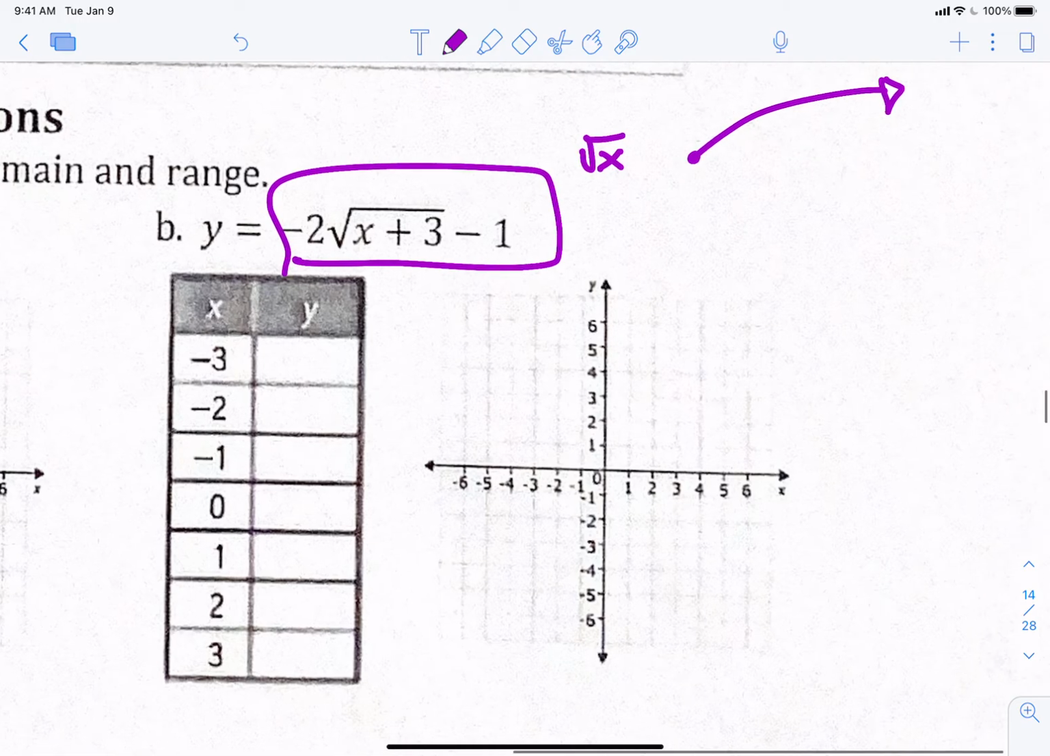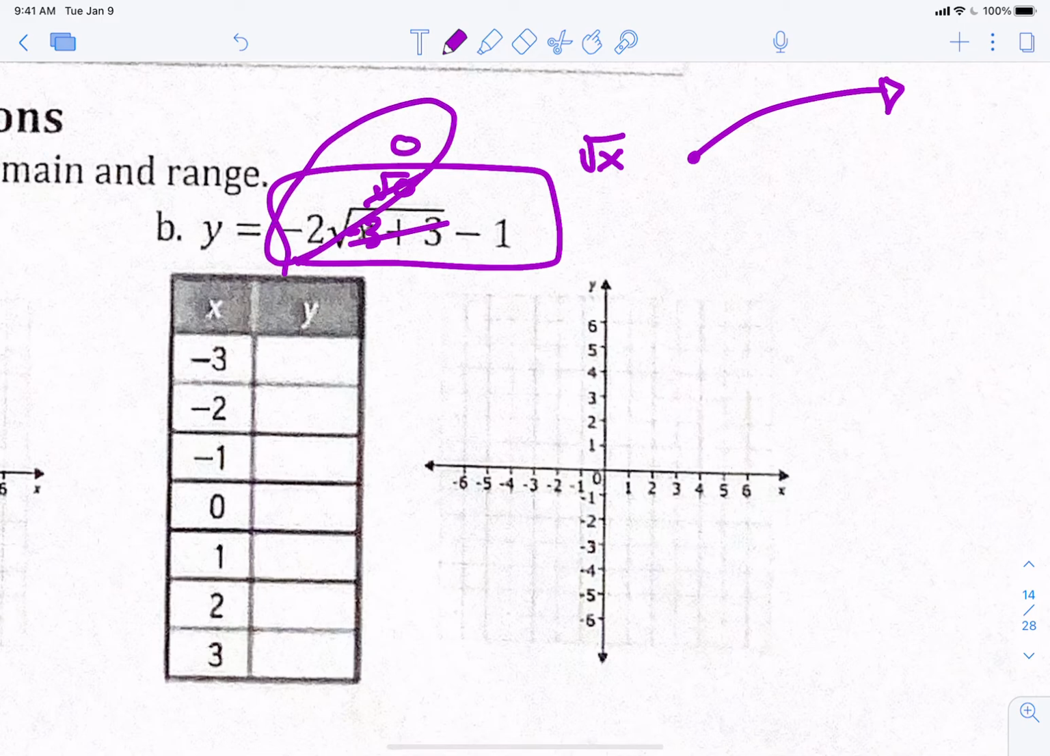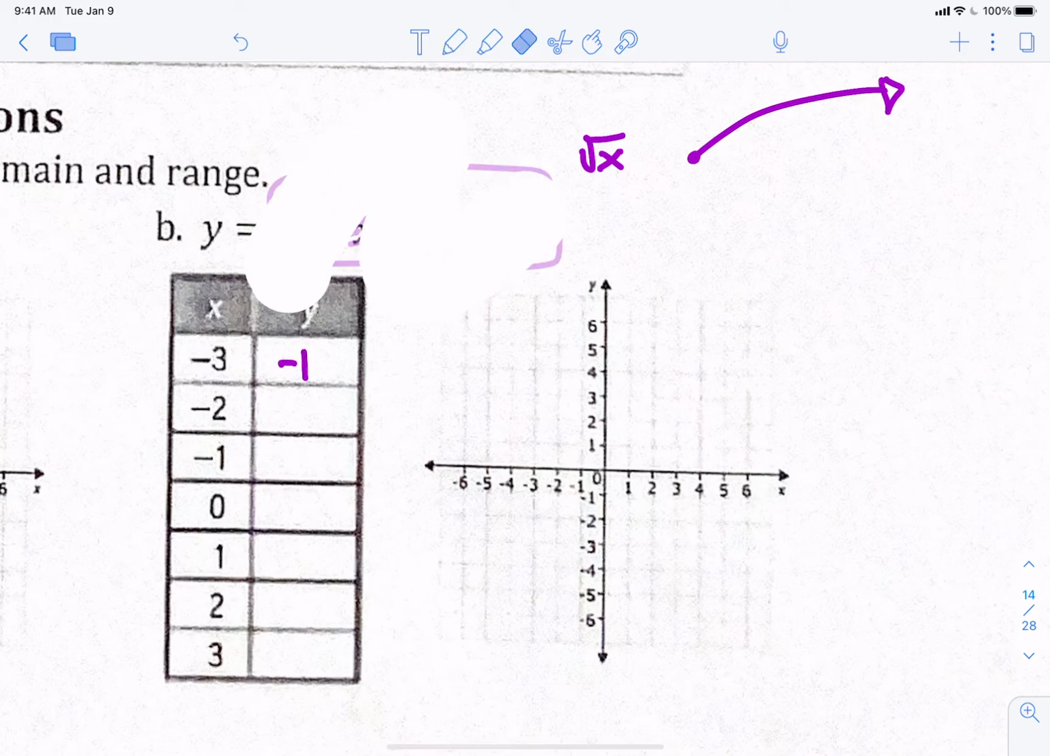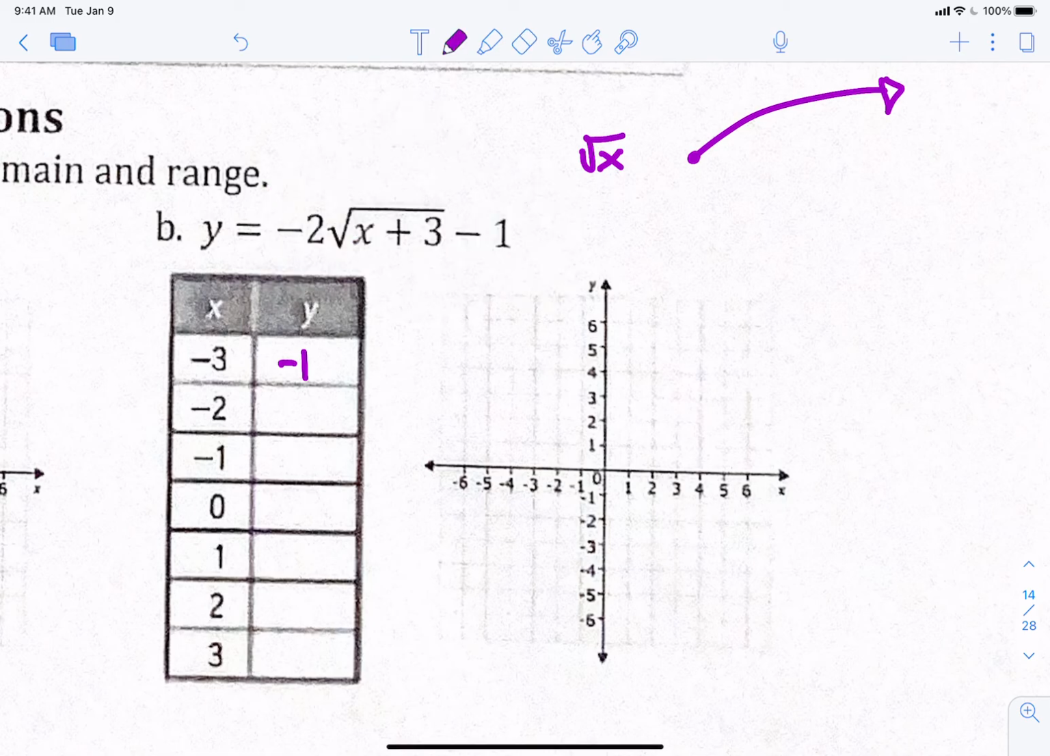So let's start with -3, plugging -3 in. -3 plus 3 on the inside of that is 0. Then I have to take the square root of 0, which is just 0. Then I take 0 times -2, which is 0. And then I take 0 minus 1, -1. So -3 is at -1. That's a lot of stuff, okay? All right, next let's do -2.